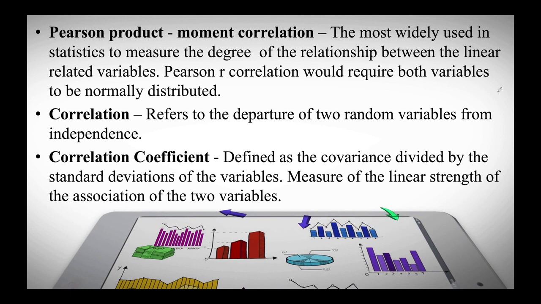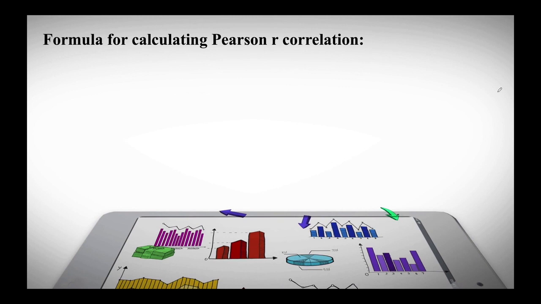For example, in the stock market, if you want to measure how two products are related to each other, or how the movement or the performance of company A is related to company B, pwede rin po ito gamitin, as long as, again, the data is normally distributed. Okay, for the formula for calculating Pearson R correlation, let's have the formula.